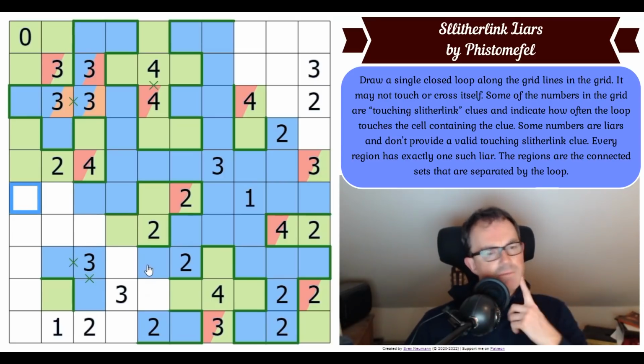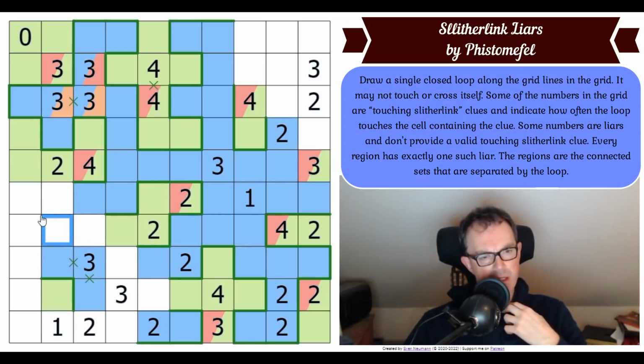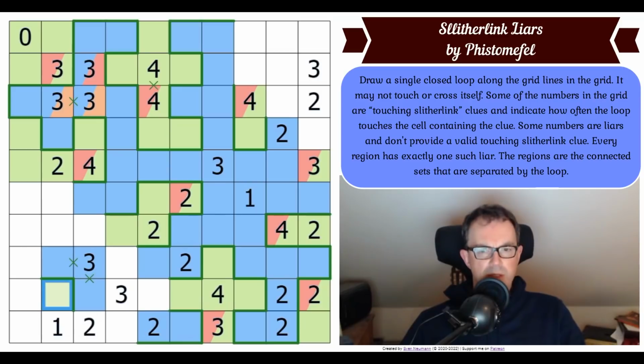I'm sure there's an easier way of doing this. I just can't see what it is. This green has to get out to the edge of the grid somehow. No, I think I'm going to have to try and understand this a bit more.